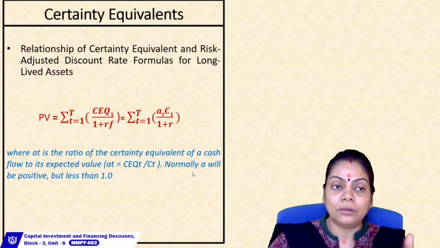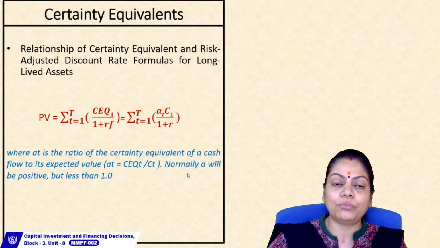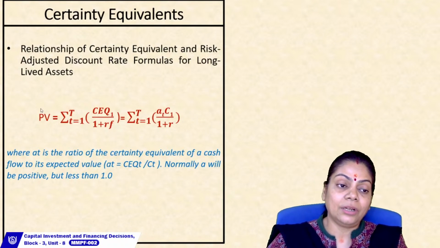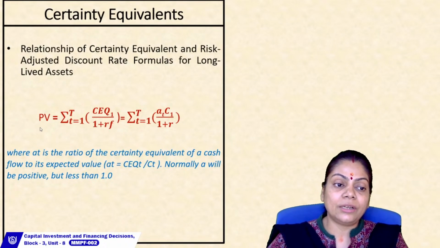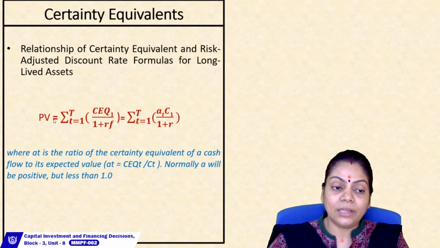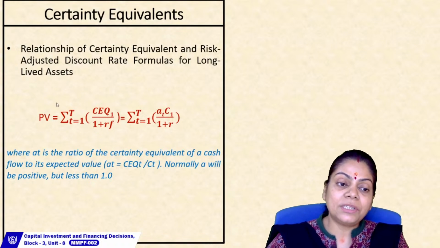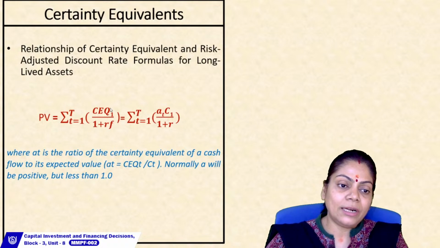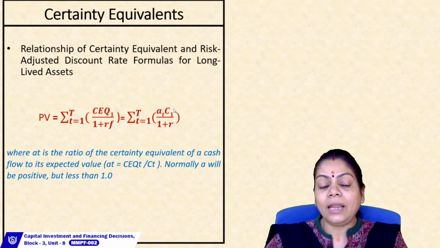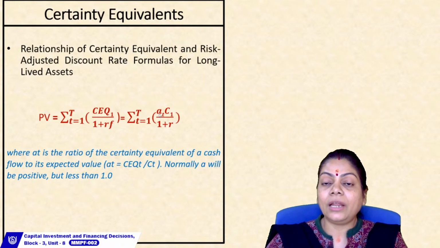Now if I want to know the relationship of the certainty equivalent and the risk adjusted discount rate formula for a project which is long lived, I can change those things to compute the NPV of a project. Now this is a present value, and I can deduct the initial investment to get the net present value. So how do I compute the present value? If we are talking about certainty equivalents, I discount them by 1 plus RF. If I'm talking about the risky cash flows, I discount them using 1 plus R to the power T.